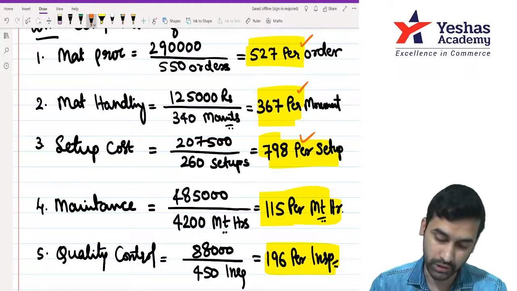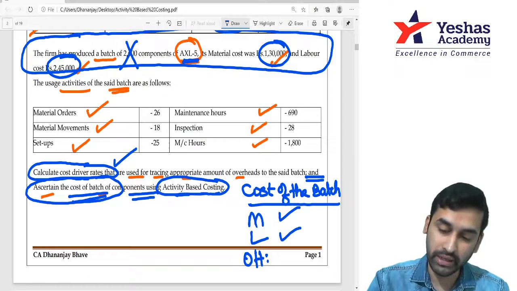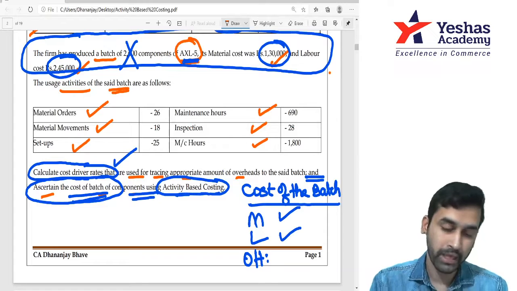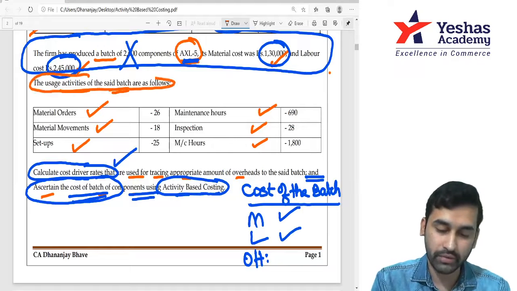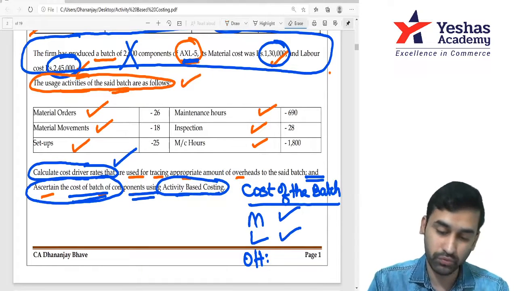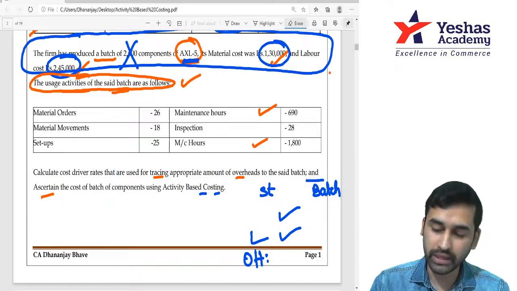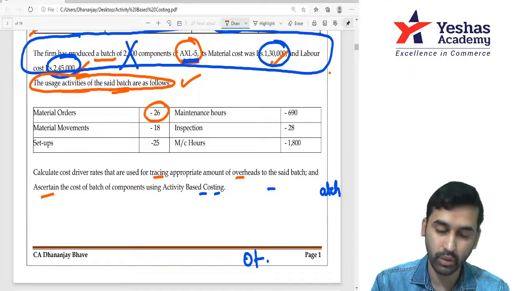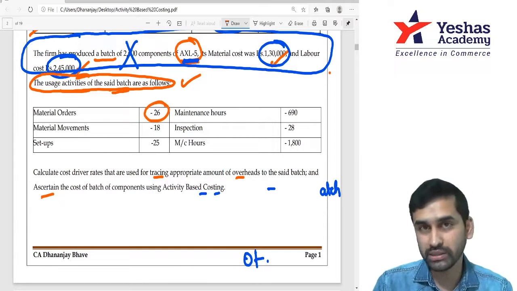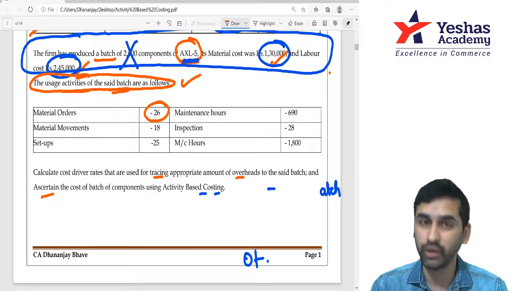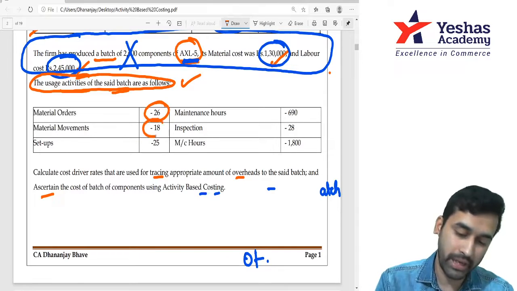Go back to the question. In the question, they have clearly mentioned in this table, I am marking in red now, the usage activity of the said batch is given to you. See here. They are saying that there will be 26 orders. Okay. And do we know how much is the cost per order? Yes, that is there in our working note 1. Then they said there will be 18 movements.